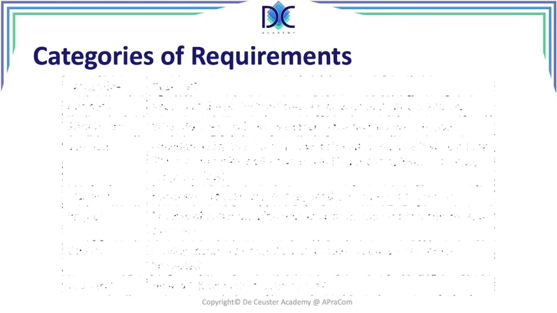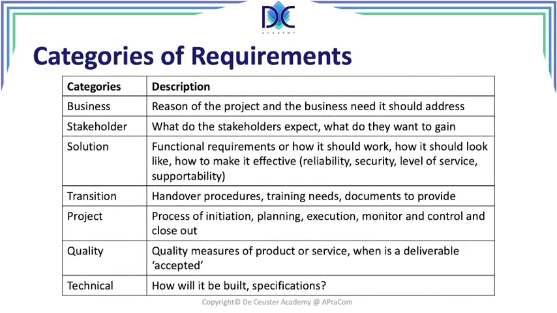Now, there are different categories of requirements. We have business requirements. That's basically the main reason of the project, the business need that the project should address. We have stakeholder requirements. What do the stakeholders expect? What do they want to gain? There are requirements related to the solution. We talk about functional requirements, how the product or the service should work, how it should look like, how to make it effective. We talk about reliability, security, level of service, and supportability.